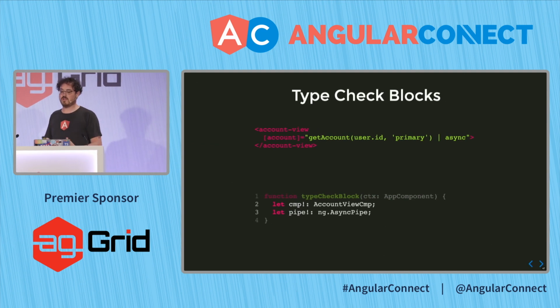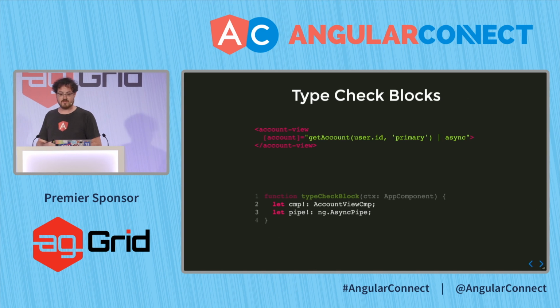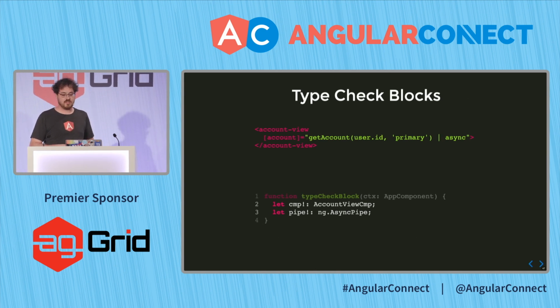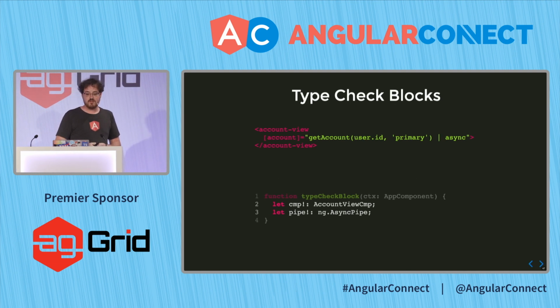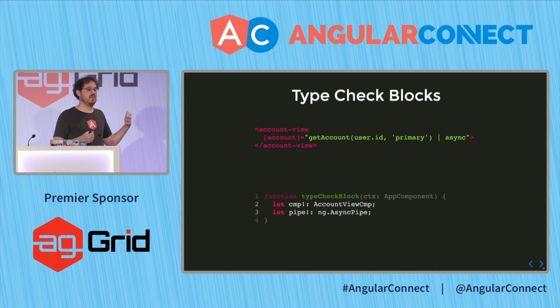And next, we're going to declare two variables. The first is an instance of our account view component. The second is an instance of the async pipe, and we'll need both of these to be able to check this binding. Note that neither variable has a value, right? And that's okay, because we only care about the types here. We're never actually going to try to run this code.